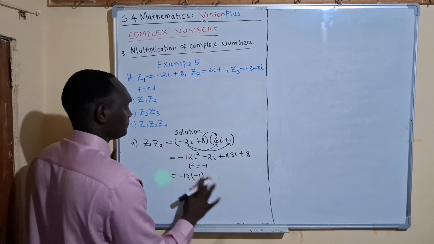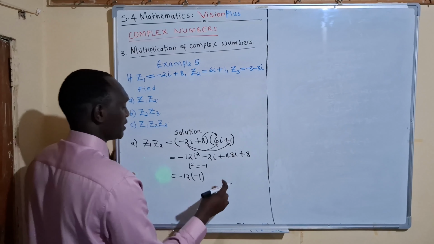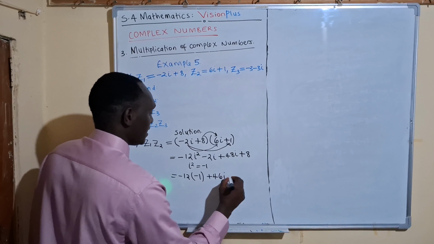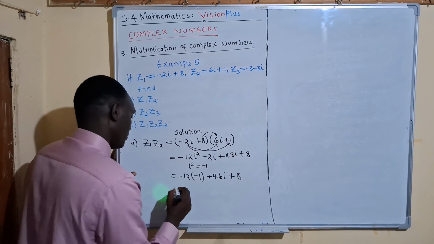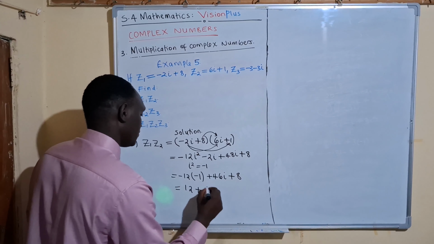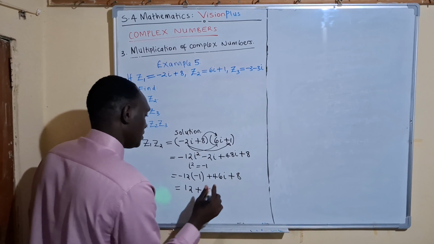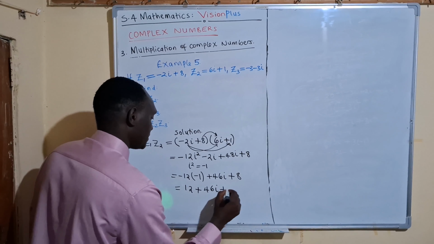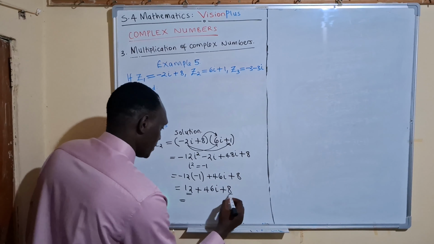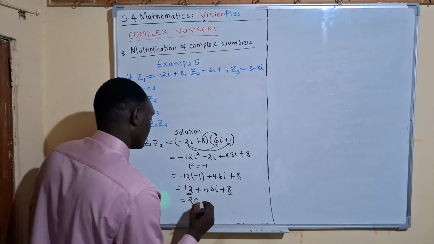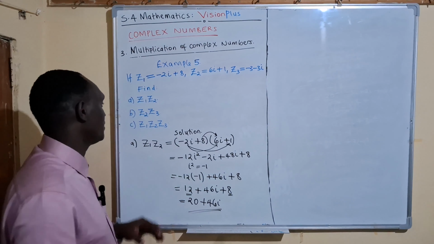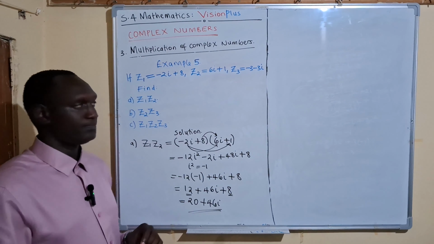Let me add these two. What is negative 2i plus 48i? That will give us positive 46i and then plus 8. When we proceed here, we shall have negative 12 times negative 1 is positive 12, plus 46i plus 8. Then you collect the like terms. 12 plus 8 is simply 20, plus 46i. This is the solution for part A, which is z1 times z2.